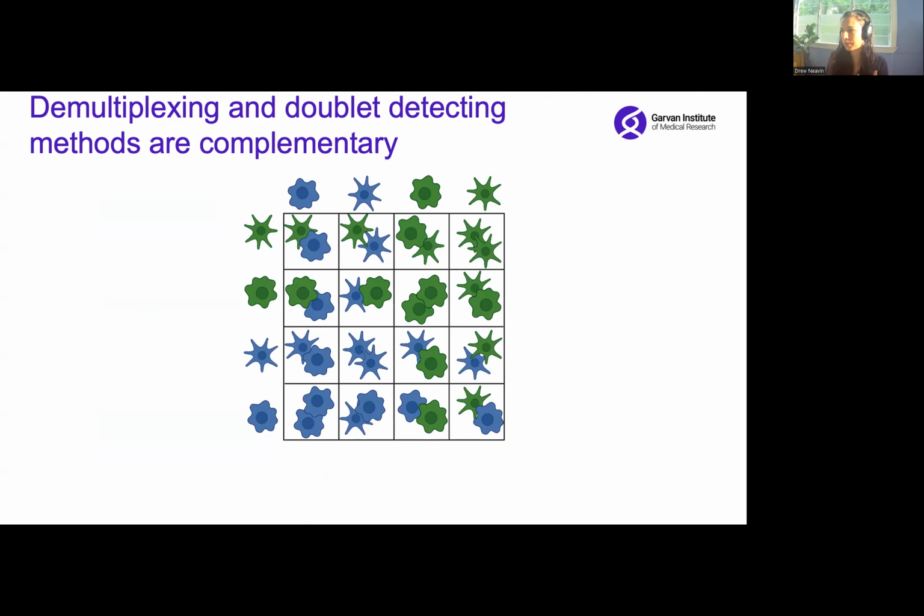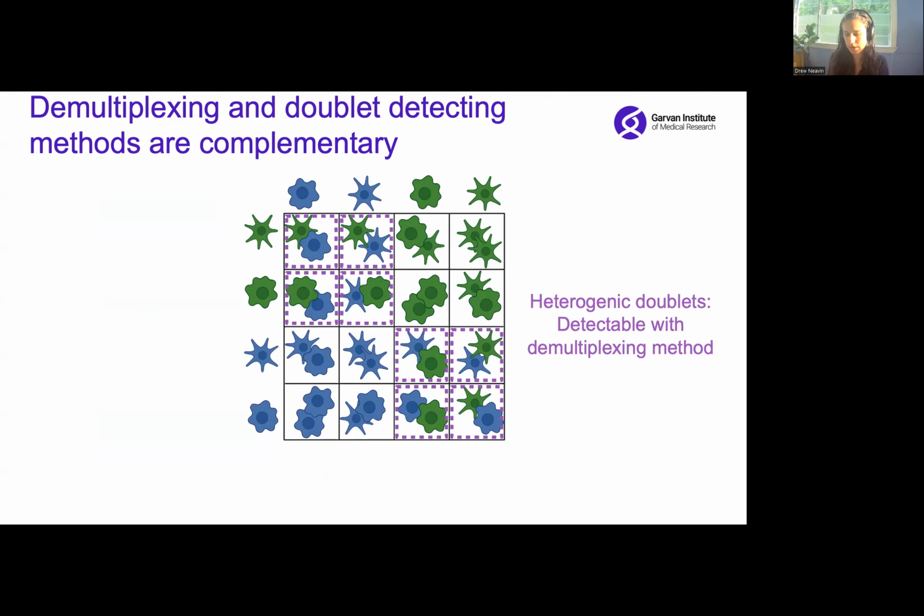And so demultiplexing methods can identify heterogenic doublets, meaning they're doublets between two different individuals, whereas doublet detecting methods can identify heterotypic doublets, which are doublets between two different cell types. And you can see here that these are quite complementary, where the demultiplexing methods would miss some of the doublets that are not between different individuals, and the doublet detecting methods are unlikely to be able to detect the doublets that are between the same cell types.